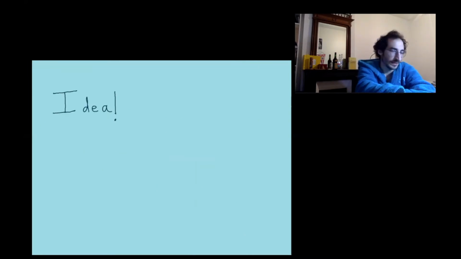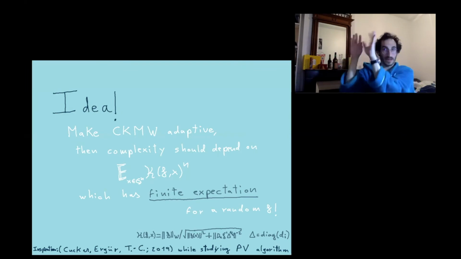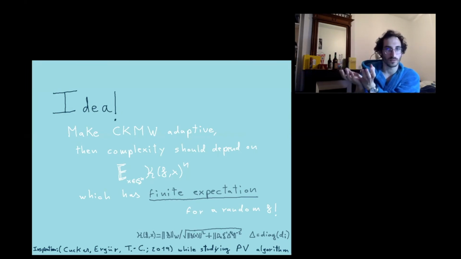So here is an idea which goes back to my work with Cucker and Ergür on the Plantinga-Vegter algorithm: if we make the algorithm by Cucker, Krick, Malajovich and Wschebor adaptive, then the complexity should depend on a kind of integral of the local condition on the sphere instead of on the maximum of the local condition on the sphere.